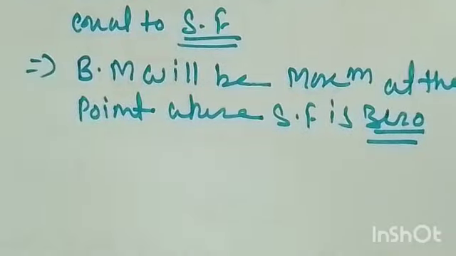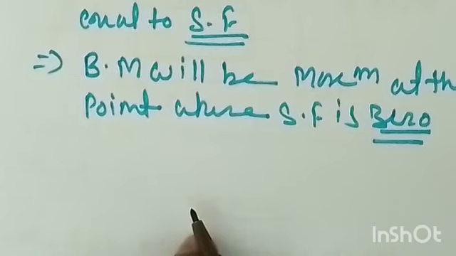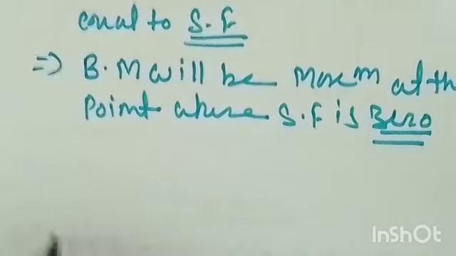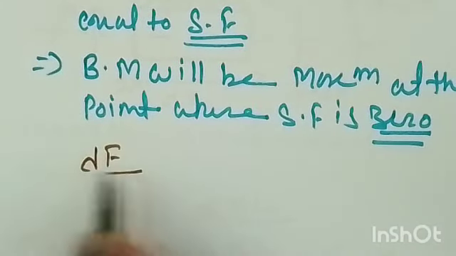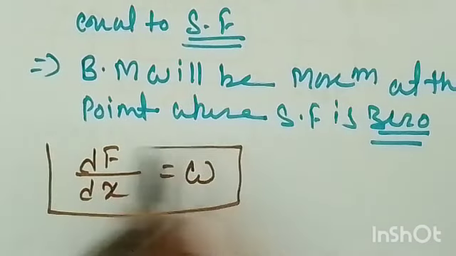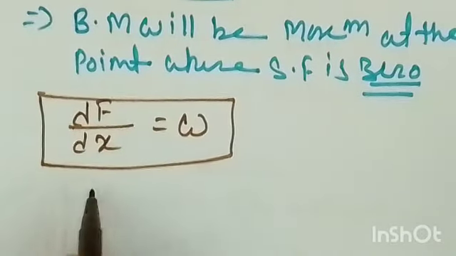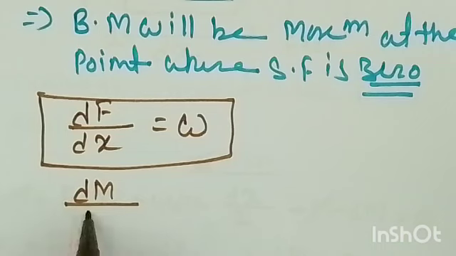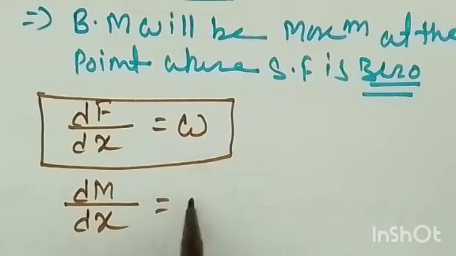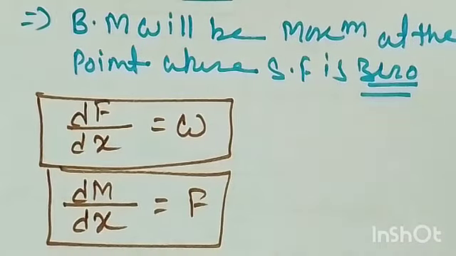The two relations we generated: one is that the rate of change of shear force is nothing but the load, that is dF by dx is equal to the load. This one relation we got at the start, the rate of change of shear force is the rate of loading. And the second is that the rate of change of bending moment is equal to the shear force, right? So these are the two relations which we have derived in the case of shear force and bending moment. Thank you.